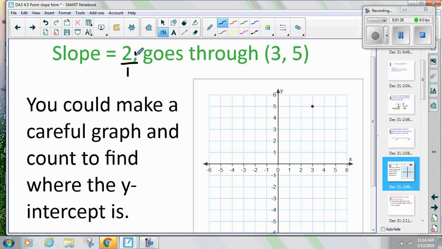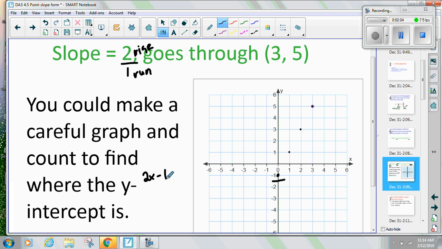So if it's a rise of 2, right? It's supposed to say rise. It's a rise of 2 and a run of 1. We could do that on our graph and say, okay, rise of 2, so I'm going to go down 2, over 1, down 2, over 1. I haven't hit the y-axis yet, so down 2, over 1, and it looks like there's my y-intercept. So I could write an equation, y equals 2x. My y-intercept ended at -1. There's my equation, y equals 2x minus 1.